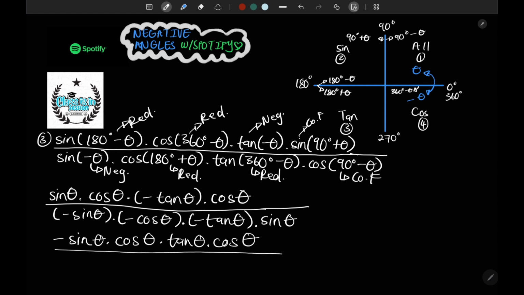Let's go to the denominator. We have a negative times negative, which is positive. Positive times negative, which is negative. Negative times positive, which is negative. So your entire denominator should be negative. This becomes negative sine theta multiplied by cos theta multiplied by tan theta multiplied by sine theta.